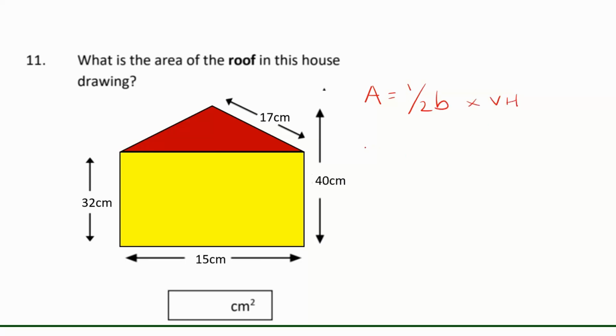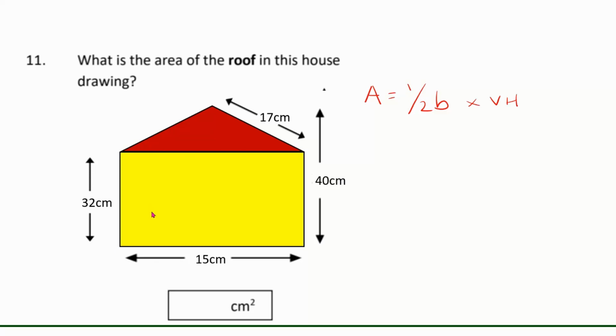And the vertical height is really important because often we're given the sloping height and we don't want the sloping height, we want the vertical height. I'll come back to that bit in a second. First of all, we want to work out half of the base of this red triangle. But we don't know the length of that base yet.